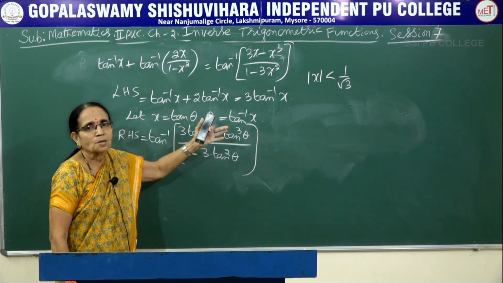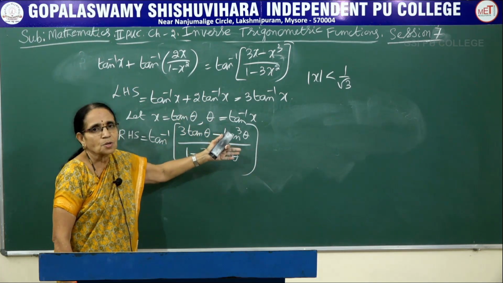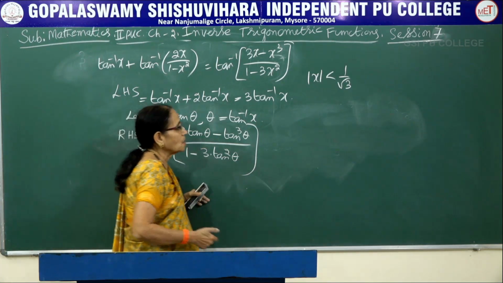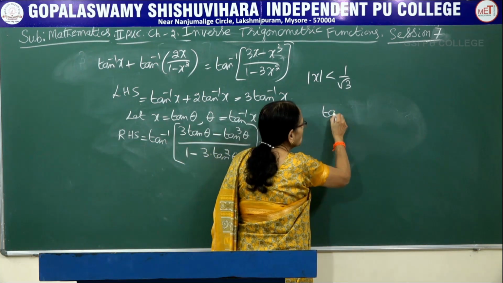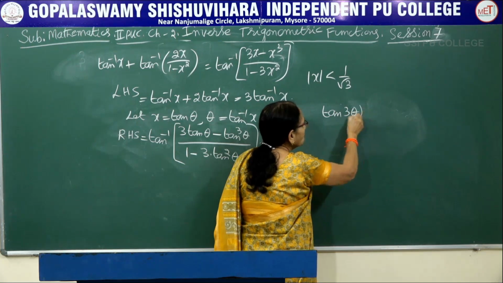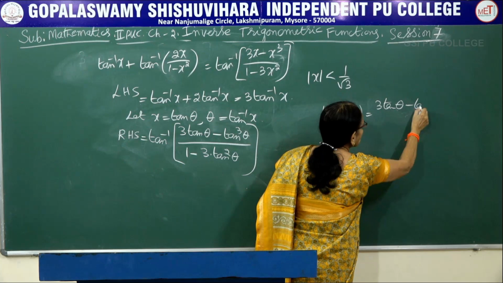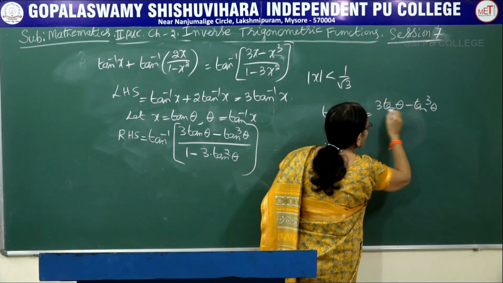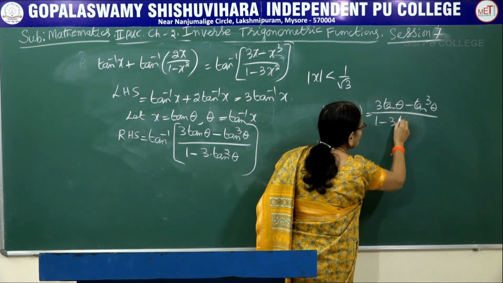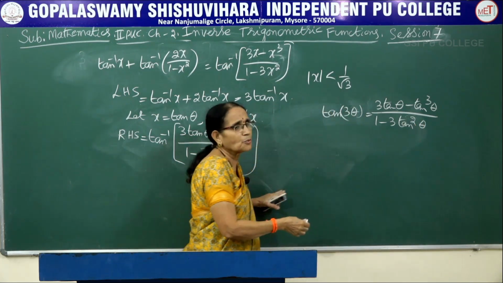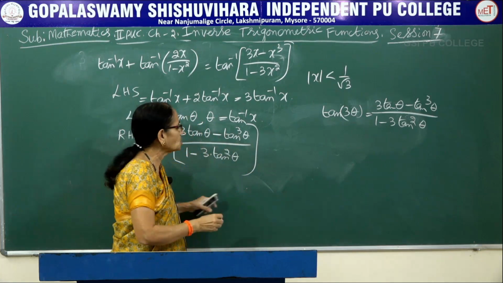So, in one problem I used sin 3 theta, in another I used cos 3 theta, and now I am using tan of 3 theta. We know the formula. Tan 3 theta is equal to 3 tan theta minus tan cube theta divided by 1 minus 3 times tan square theta. These are all standard results. Wherever you want, you can use that one.